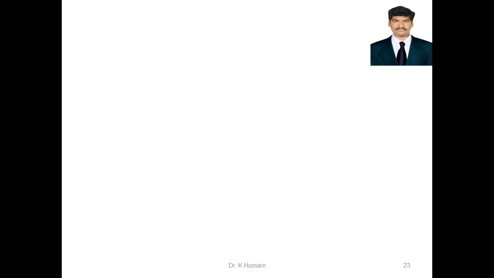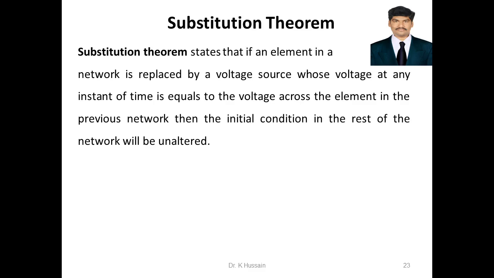Now, the substitution theorem states that if an element in a network is replaced by a voltage source whose voltage at any instant of time is equal to the voltage across the element in the previous network, then the initial condition in the rest of the network will be unaltered.